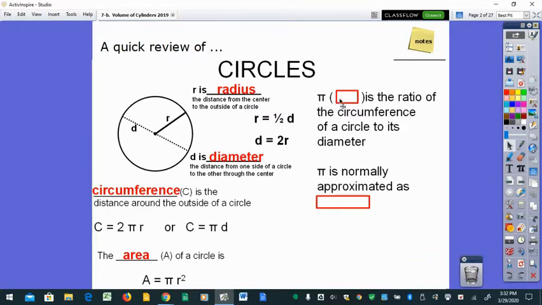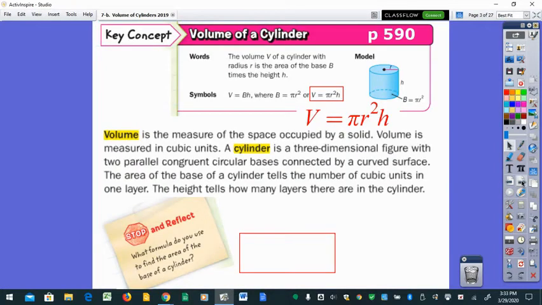Don't forget that pi is actually a Greek symbol. It's pi, and it's the ratio of the distance around the circle compared to its diameter. That's what pi is, and it's estimated at usually 3.14. Don't forget there's a pi button on most calculators, all scientific calculators, and you are welcome to use that. That's your most accurate estimation of pi. So today we're going to go on to a cylinder.